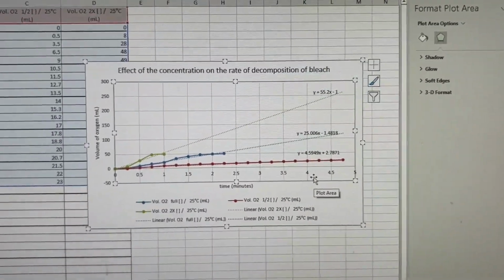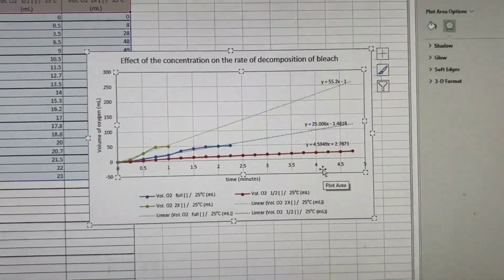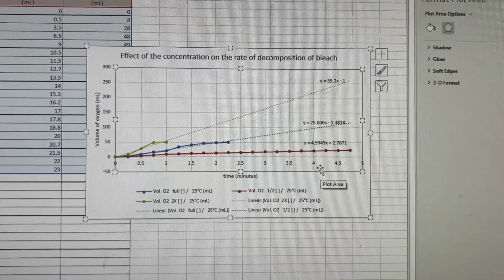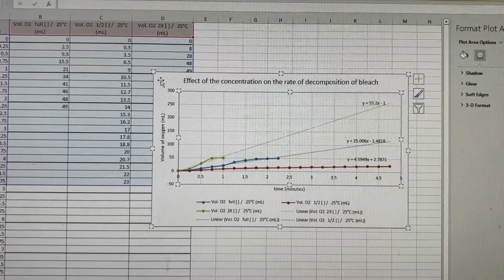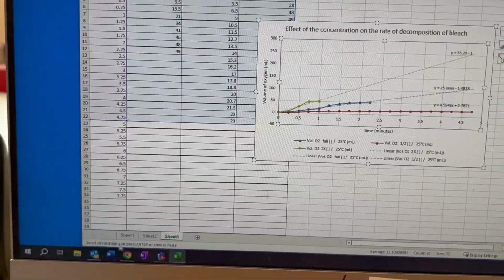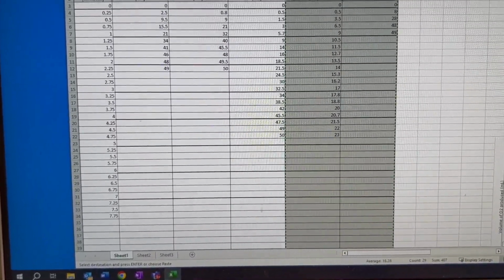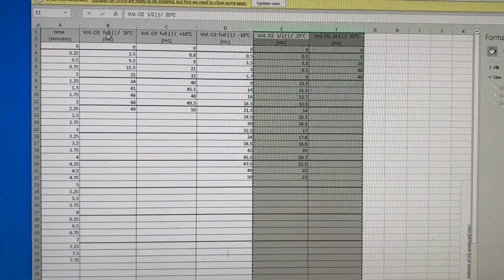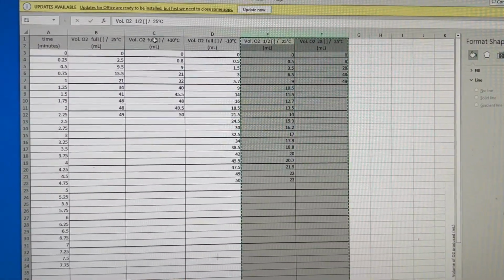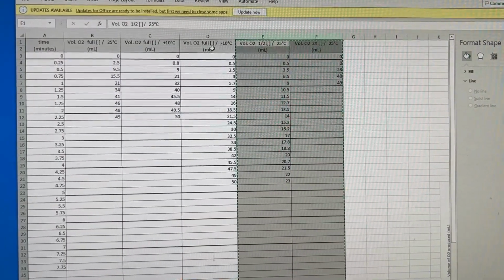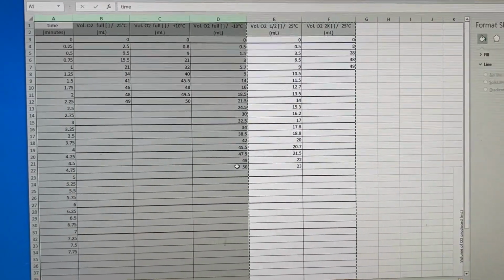Now all you need to do is produce a second graph that will display the effect of temperature, and to do that you're going to do exactly the same steps that we did over here, except that you're going to use A for time, of course, column B, your reference point at 25. Now you're going to use C and D. So to produce this graph, you're going to have to highlight these four columns here.